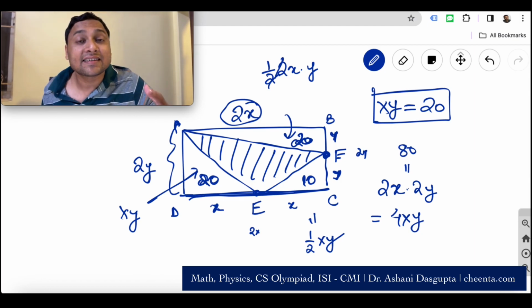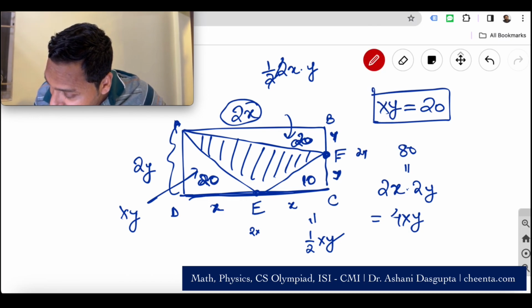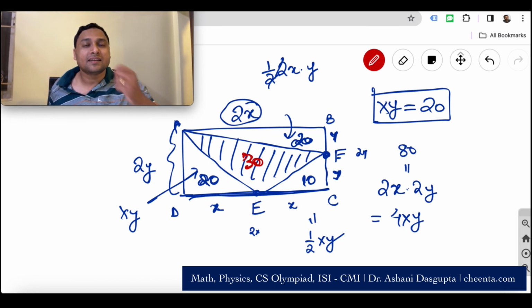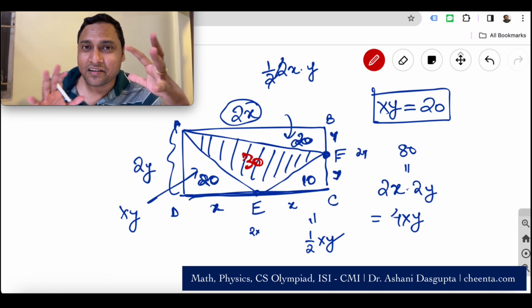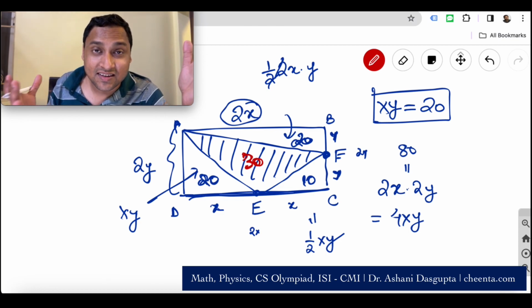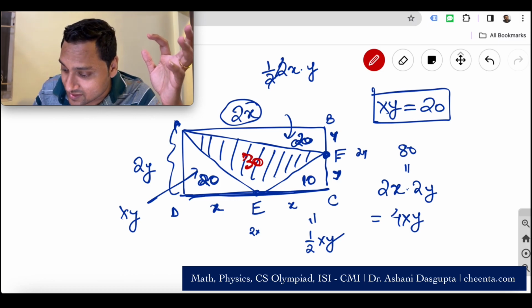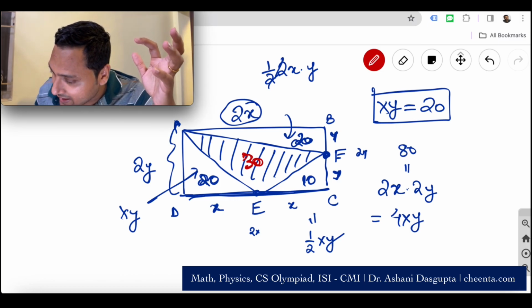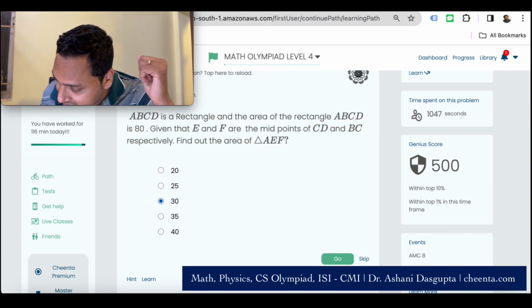Now the entire rectangle is 80, so the remaining part must be 30, right? It must be 30. It's quite simple, but you have to carefully arrange the problem so that you see exactly what's going on. So the answer to this question is 30. Now let's go back to the software and let's plug in 30.